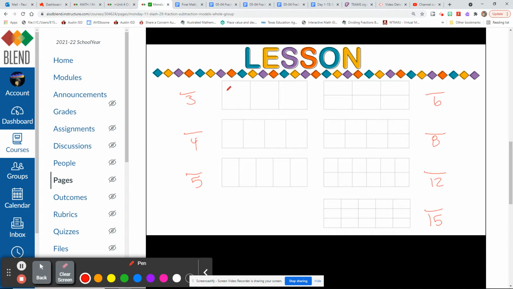So depending on how many shaded would be like the numerator. So if we had 1, 2 shaded, it'd be 2/3. If we had 1, 2, 3 shaded, that would be 3/4. If we had 1 shaded, that'd be 1/5. So basically what we're doing is you're counting the number of pieces, and however many shaded are the numerator, however many pieces there are in total are your denominator.